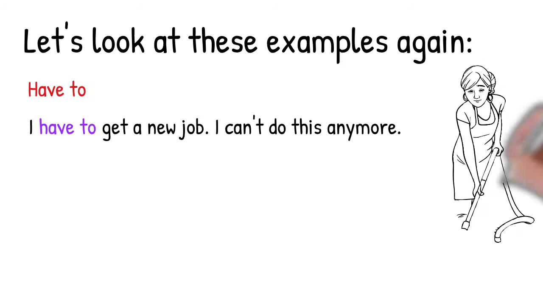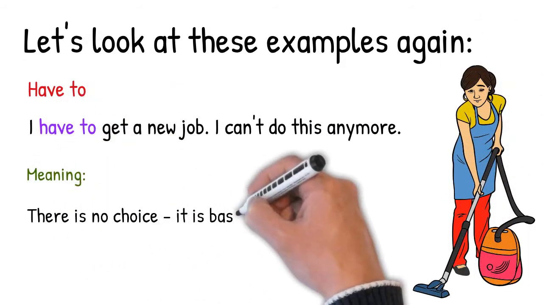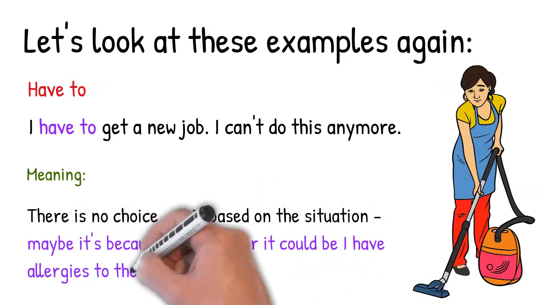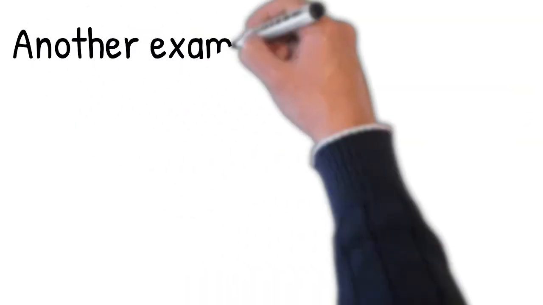But let's look at the example with have to. I have to get a new job. I can't do this anymore. This one is slightly different. The meaning here is that there is no choice. It is based on the situation beyond my control, not my feelings, but the situation. For example, maybe it's because of stress, I have to get a new job, or it could be I have allergies to the chemicals I use when I clean, etc. So I have to, it's beyond my control, and it's based on the situation.